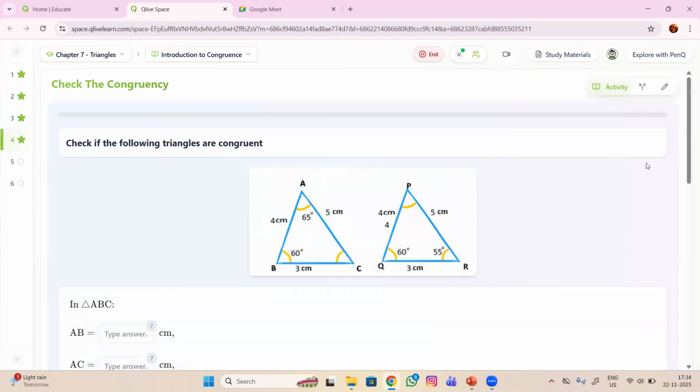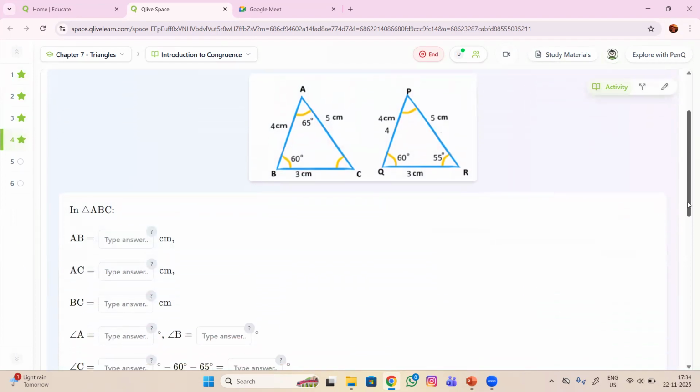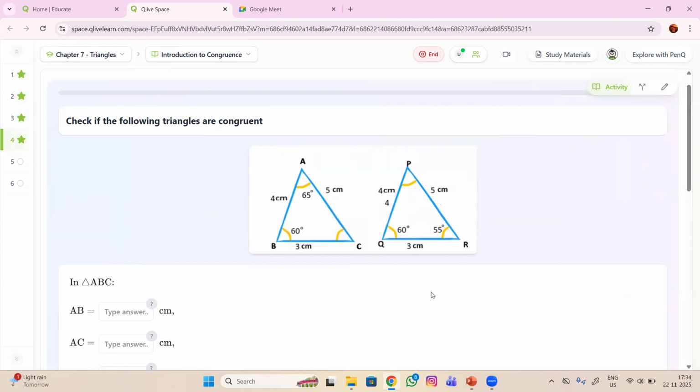Then look at this problem, and we just knew what you mean by a congruent triangle. Yes, and we will check that these two triangles are congruent or identical. Let's check. Look at this figure completely. In triangle ABC, what is the side AB here? We just look at this figure carefully.